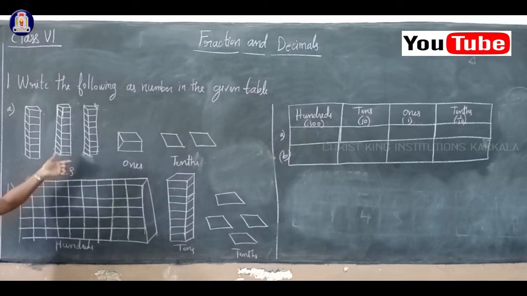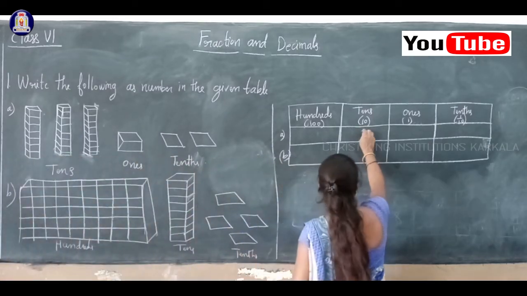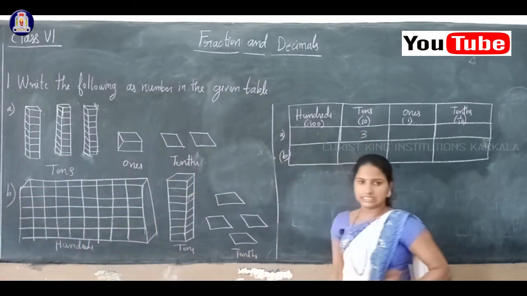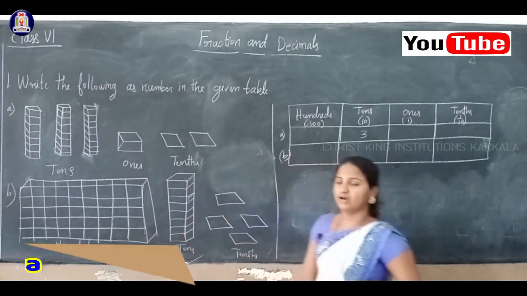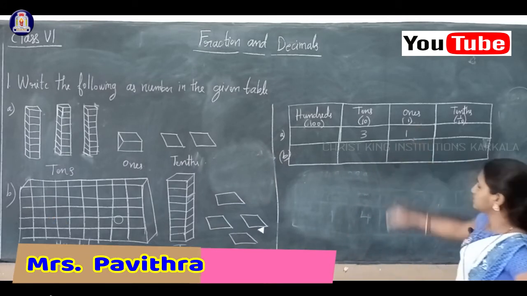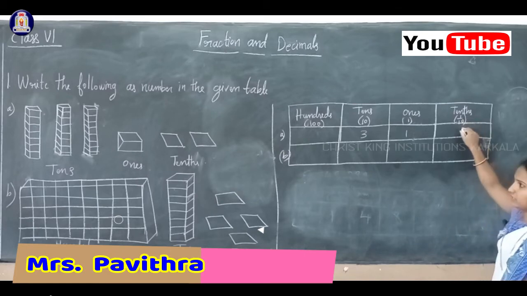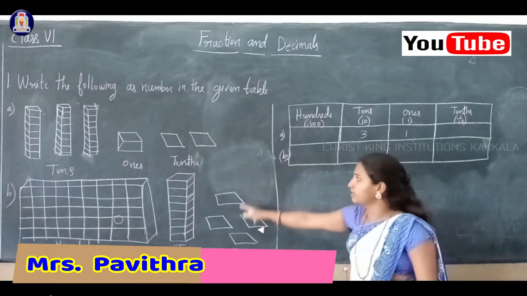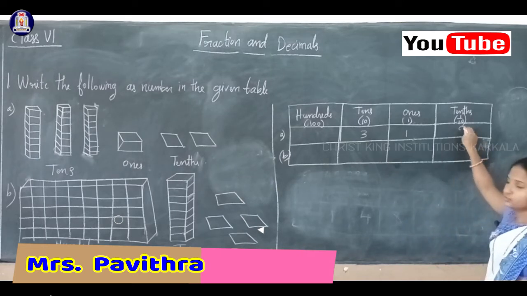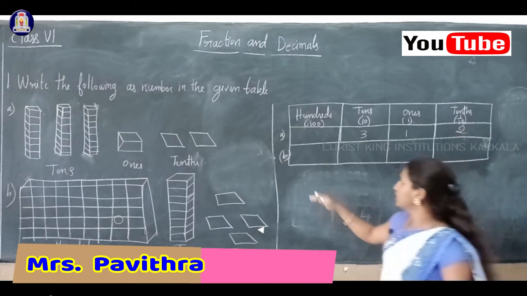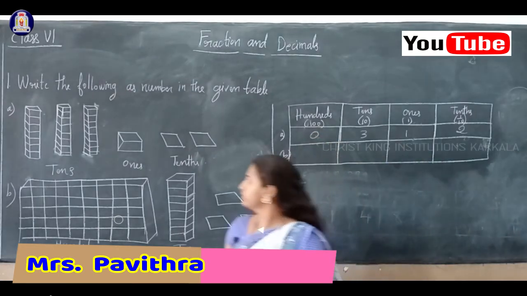You must identify that the first 3 figures given are tens. How many figures are there? Only 3 figures. So for tens you can write a 3. In the next figure, ones, how many ones are there? Only 1, so we can write 1 in this place. Next tenths, 1 by 10. How many? 2 figures are given, so we can write 2 here. The hundreds figure is not given, so that is 0.